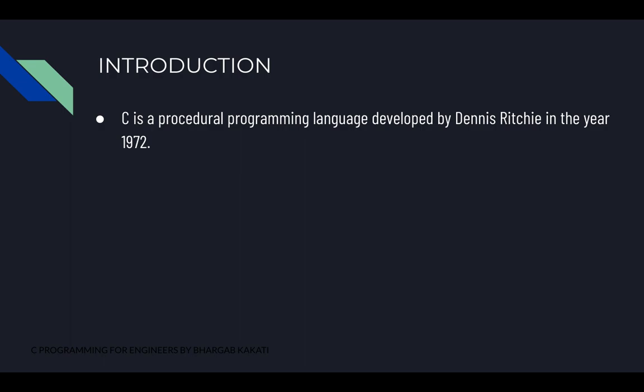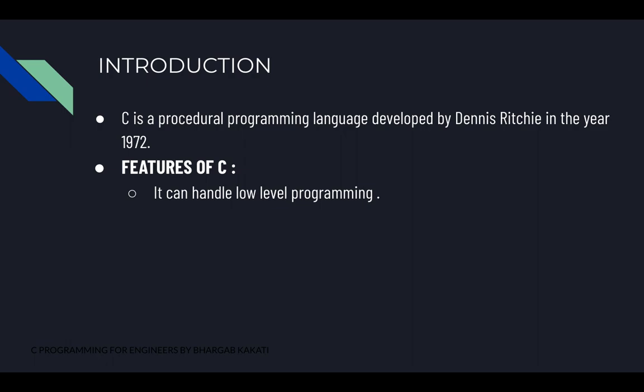Procedural programming language means it is such a programming language with the help of which we can give instructions to a computer in the form of procedures. Procedures means a group of instructions. This language was developed by Dennis Ritchie in the year 1972. Let's see what are the features of this programming language.